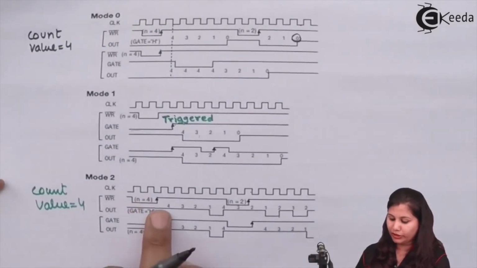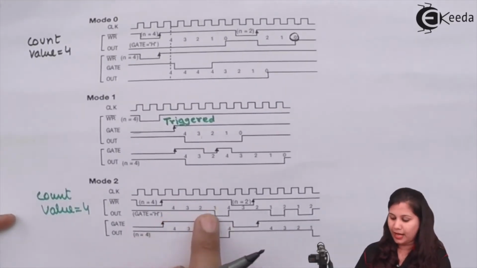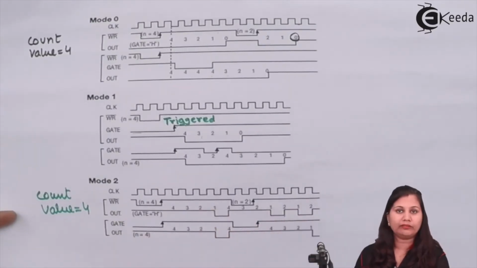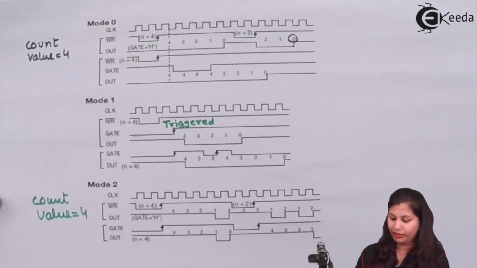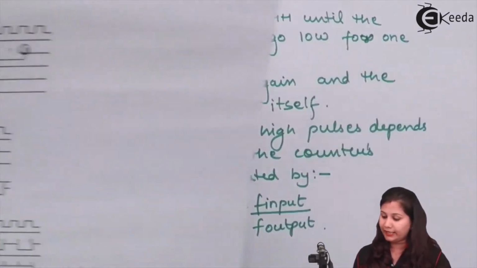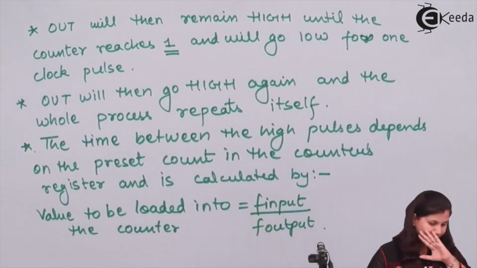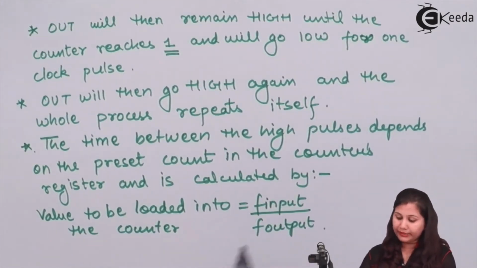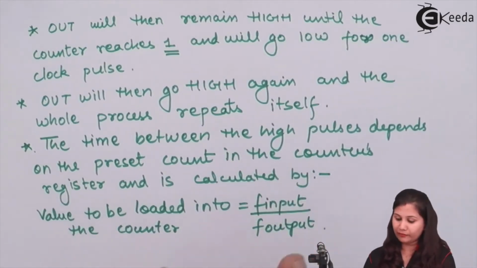So 4 was loaded, so for 3 clock cycles the out signal was high. Then if 2 is loaded, then for only 1 clock cycle it is high. So the time for which this out signal is high depends on the preset count in the counter register.